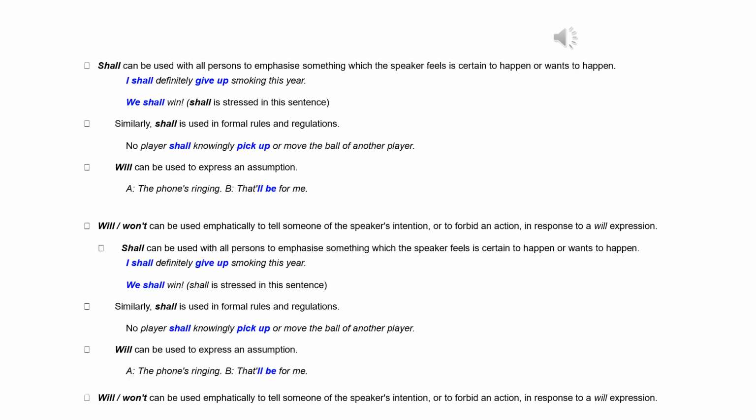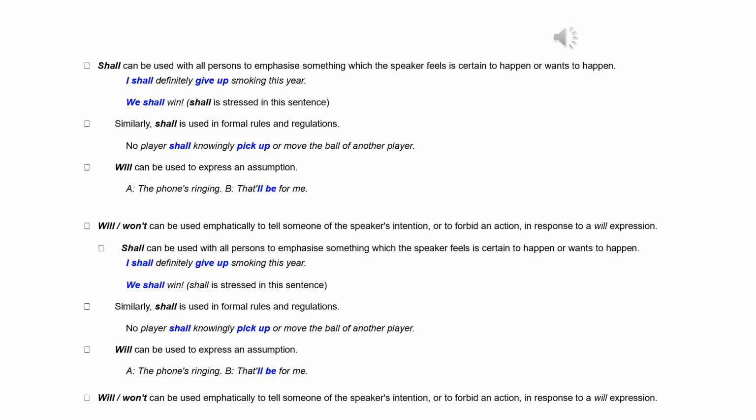Shall can be used with all persons to emphasize something which the speaker feels is certain to happen or wants to happen. I shall definitely give up smoking this year. We shall win. Shall is stressed in this sentence.